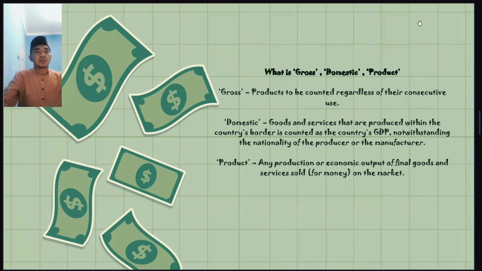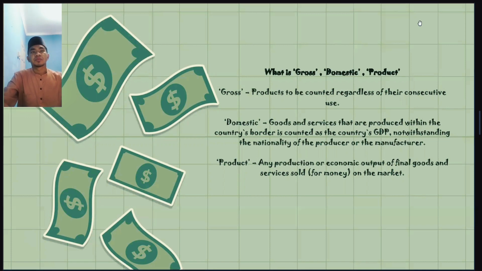And for the last part, which is product, it means any production or economic output of final goods and services sold for money on the market. However, not all goods and services are counted, only final goods are. This is because the cost of transactions involving goods used to manufacture a finished product, such as the purchase of metal used to manufacture a car, is already included in the total value of the final product, the price at which the car is sold.